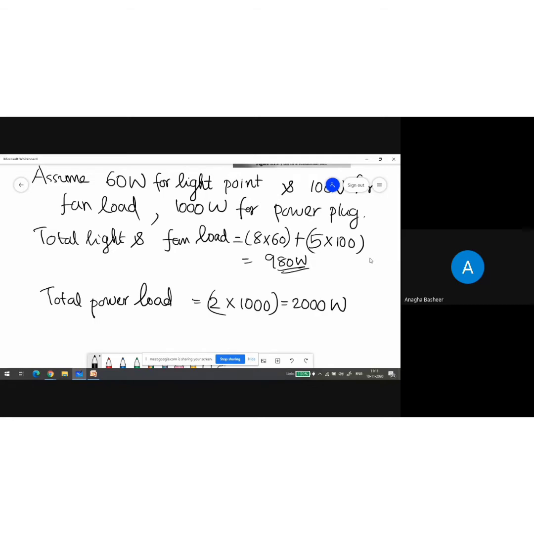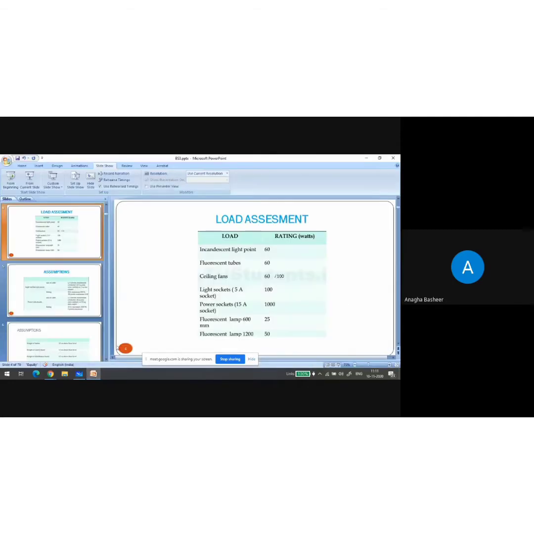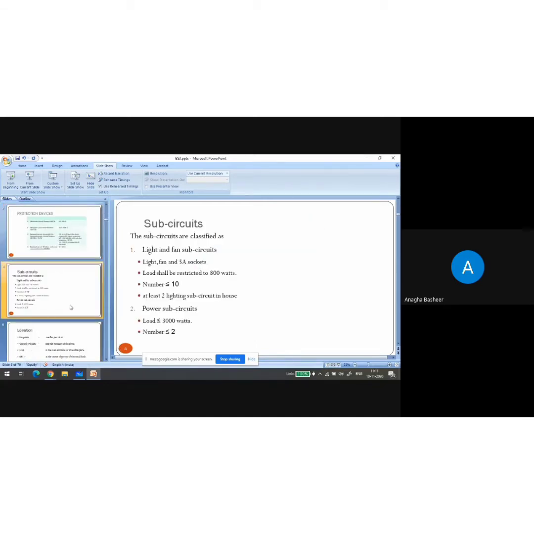And we have the criteria of light and fan subcircuit as well as power subcircuit. So what was the criteria we have chosen? See, for light and fan subcircuit, the load shall be restricted to 800 watts and the maximum number of points is 10. In case of power subcircuit, load is restricted to 3000 watts and number is 2. So these two things you have to keep in mind.